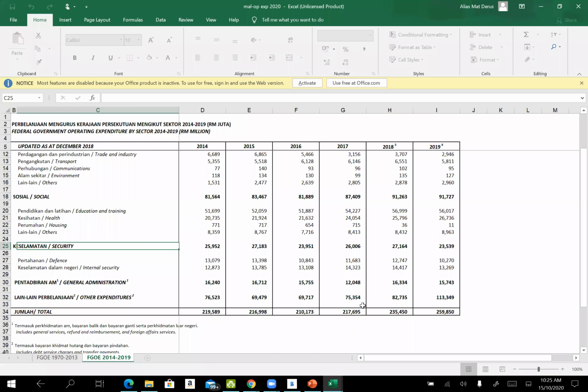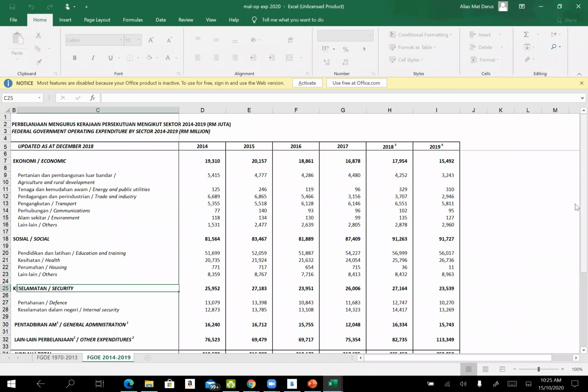217 in 2017. Oh, cantik nombor. 217.7. And then 235.45 in 2018. So that is the size of the operating expenditure. Now, which one is larger, the operating or the development?